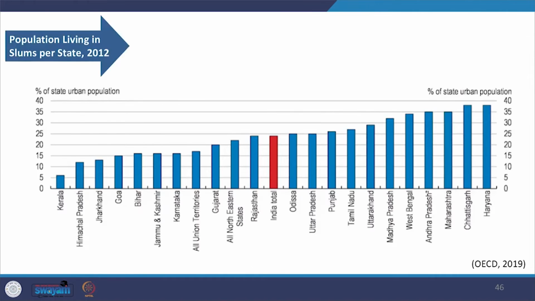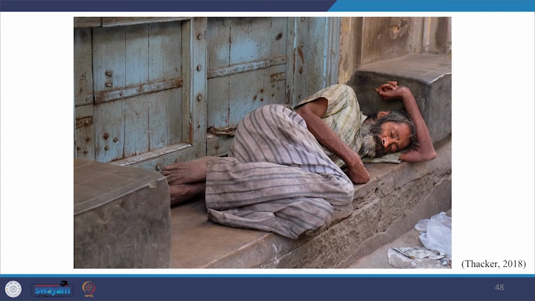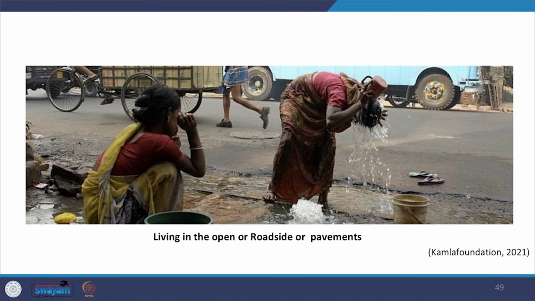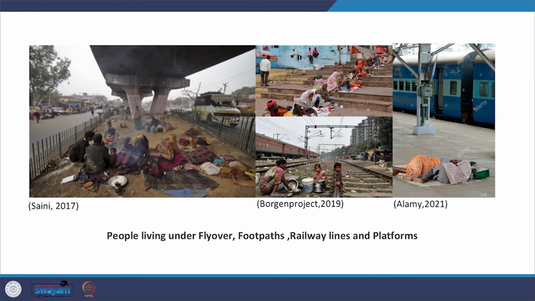When we see state-wise, we see that population living in slums is highest in the states of Haryana, Chhattisgarh, Maharashtra, West Bengal, and Madhya Pradesh. Further, we see that there is an increase in homeless people in the urban areas and a decrease in the rural areas. Homeless people are identified as those who live in the open or roadside, pavements, in hume pipes, under flyovers and staircases, or in the open in places of worship, mandaps, railway platforms, and so on.